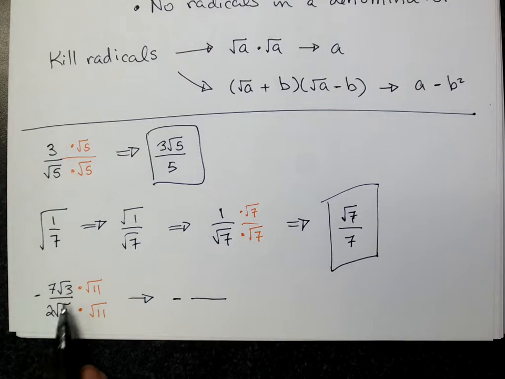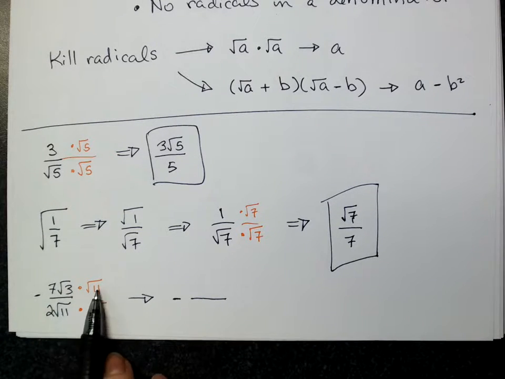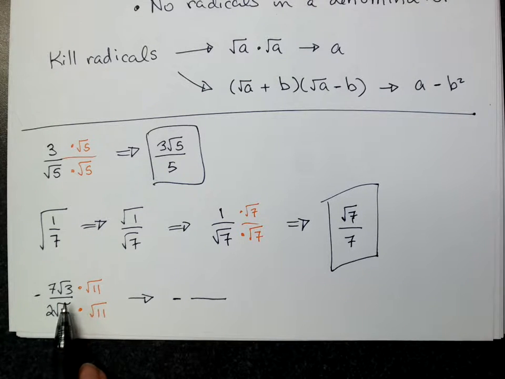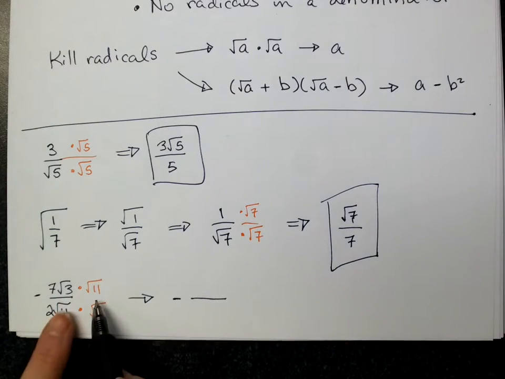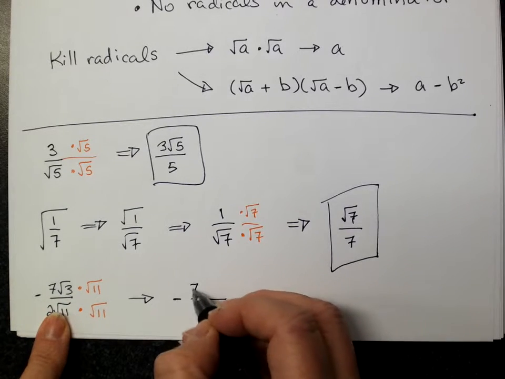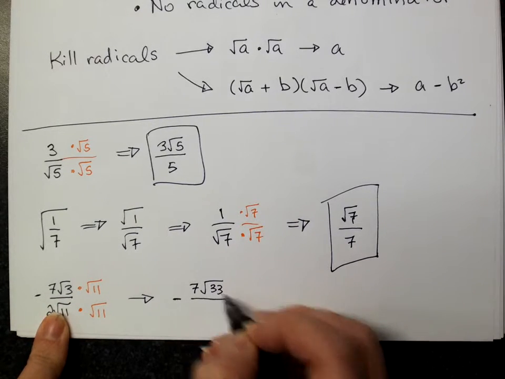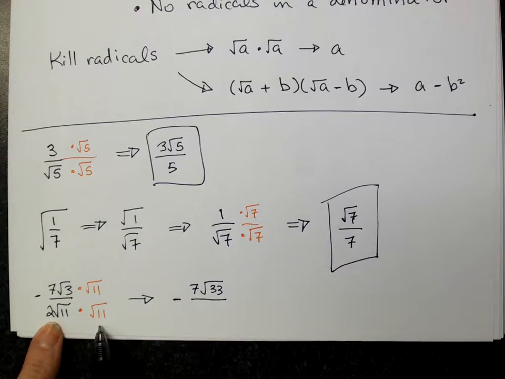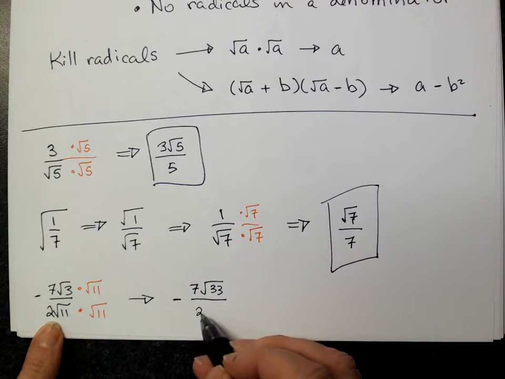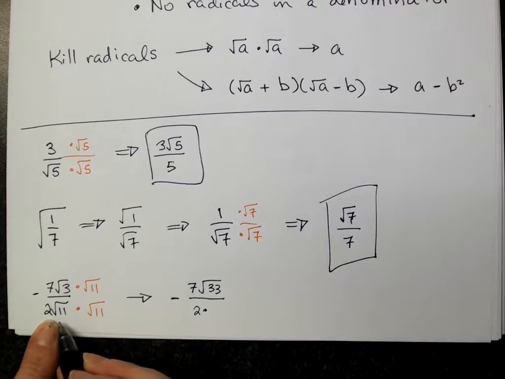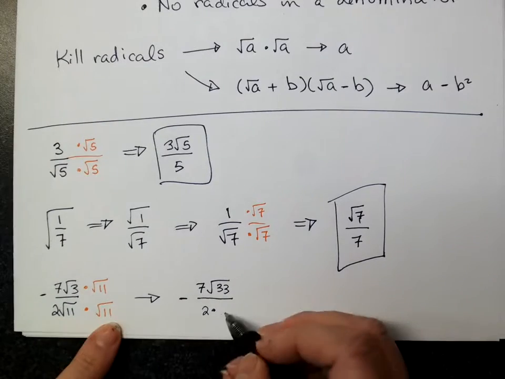Now, my new numerator is negative 7 square root of 33. Right. 2 different radicands. We can multiply them under one house, but they're still a house. 7 square root of 33. And on the bottom, right, 2, which is already there, times square root of 11 times square root of 11. So it's 2 times 11.